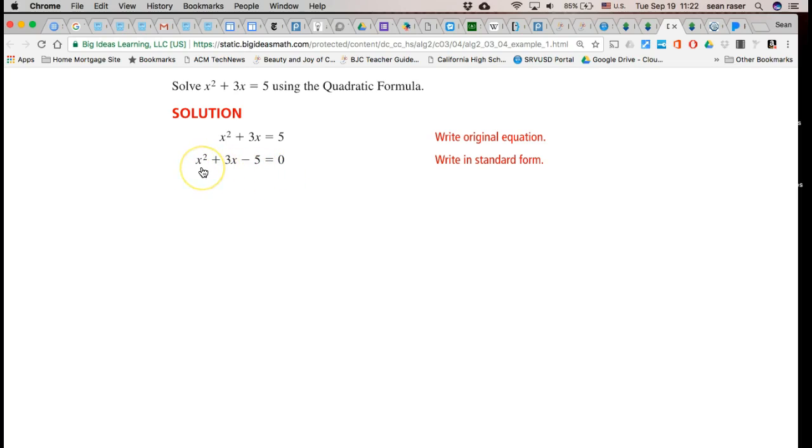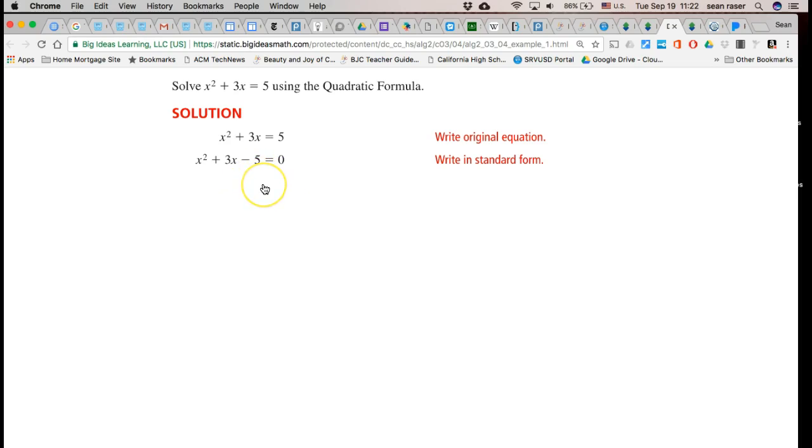So now we've got x squared plus 3x minus 5 equals 0. All of our terms are in descending order from highest exponent to lowest exponent. So we've got our variable squared, then our variable to the first power, and then our constant. Okay, that's standard form right there.